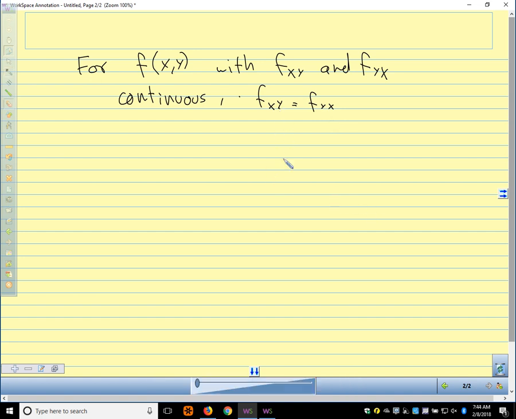So in general, we're going to say the mixed partials are equal. And this holds for a function with 3 or more variables. If the function is nice, then the third mixed partials are equal. For a 3-variable function, the third mixed partials are equal. For a 4-variable function, the fourth mixed partials are equal. So this is true as we generalize to more variables.